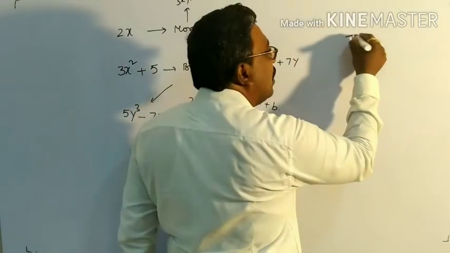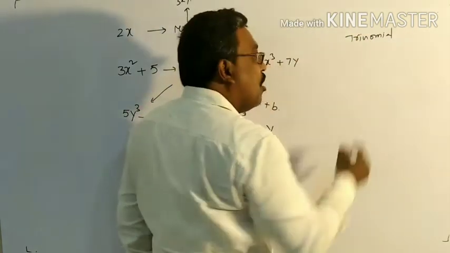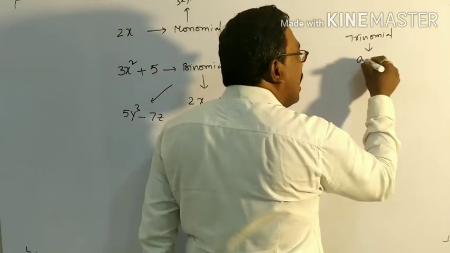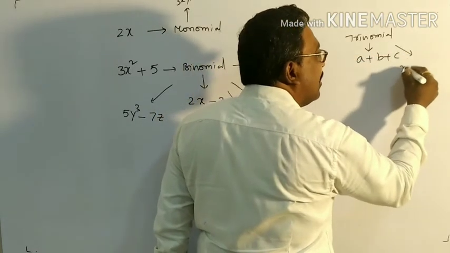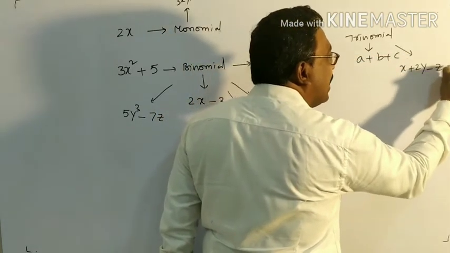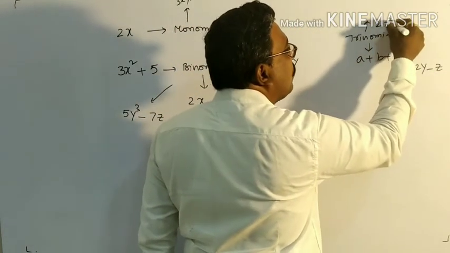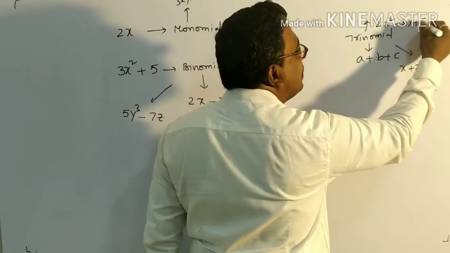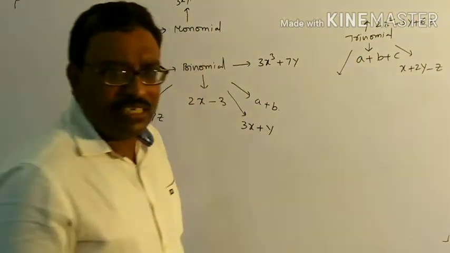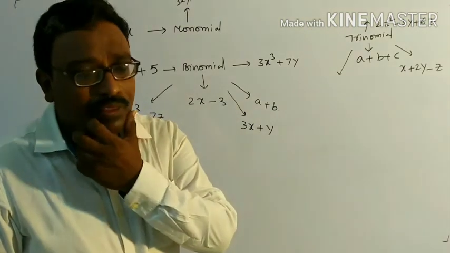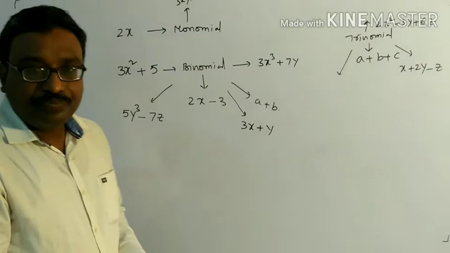Whereas trinomial, okay, trinomial, that means a plus b plus c, or else we can write x plus 2y minus z, or else we can write 2x squared minus 3y plus 6z, or else we can write anything like this. Many examples we can give. Okay, these are all algebraic expressions.